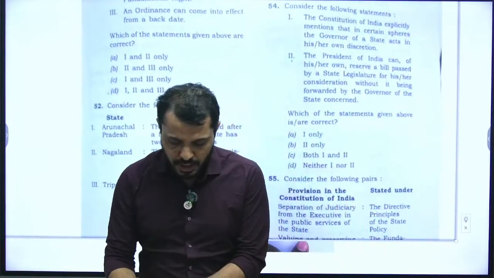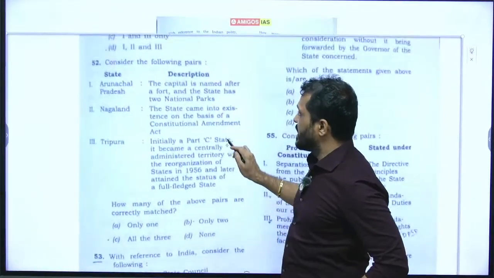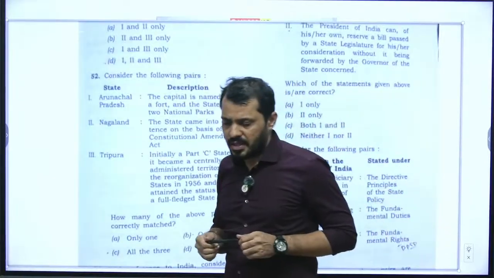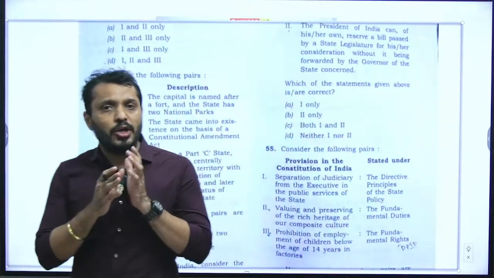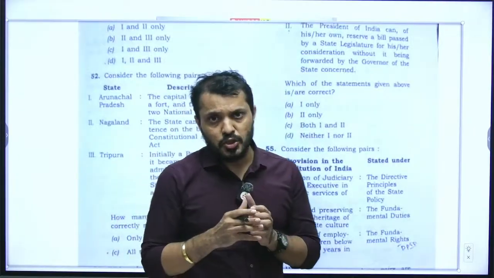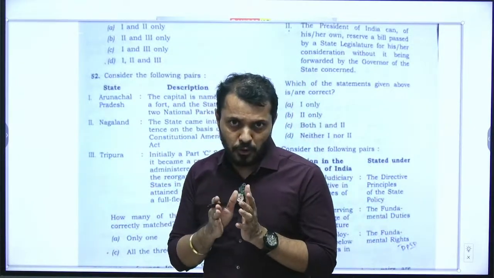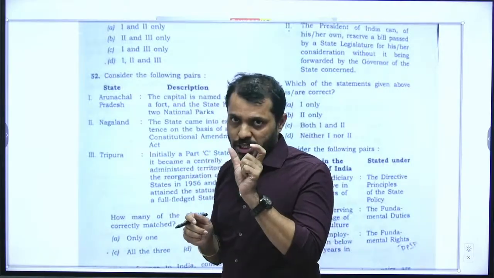Question number 52. Okay, now let's see question number 52. It is about the states. So this is related to Indian polity, part 1. You know that in part 1, Union and Territory, which deals with Article 1 to Article 4. So related to that, this question is.